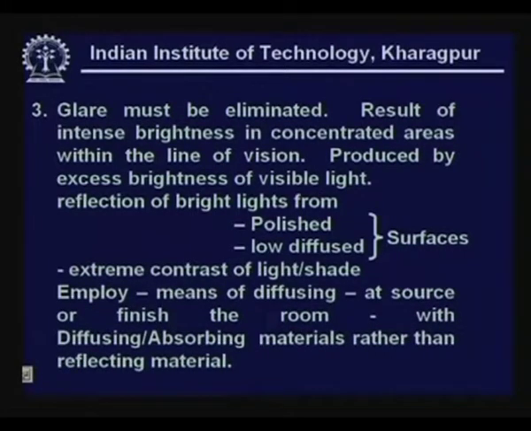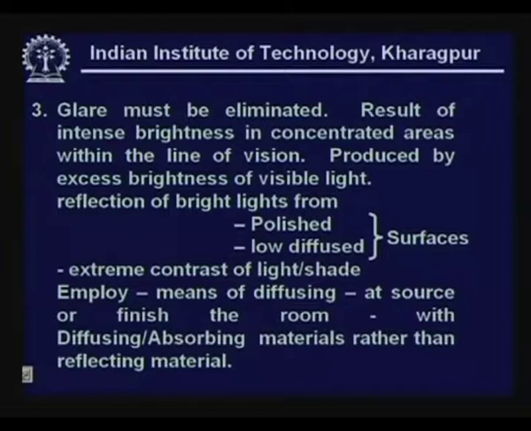So, this is where diffusers have to be adapted, and the entire room interiors including the furniture have to be designed with what we call diffusing or absorbing materials rather than reflecting materials. So, if you see, most of the walls are not made highly reflecting. We will come to the typical recommended reflectance levels we have seen earlier also in talking about the glare reduction.